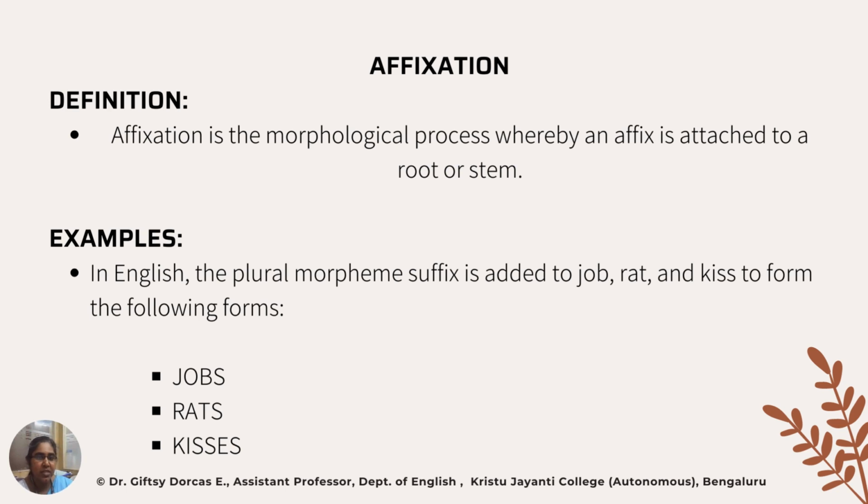Affixation is where something is attached to the root or the stem of the word. For example, take the words job, rat, and kiss. When you add s or es to these words, the meaning changes from singular to plural, with a plural morpheme. So job becomes jobs, rat becomes rats, and kiss becomes kisses. This is affixation, where something is added to the root word and its meaning changes.